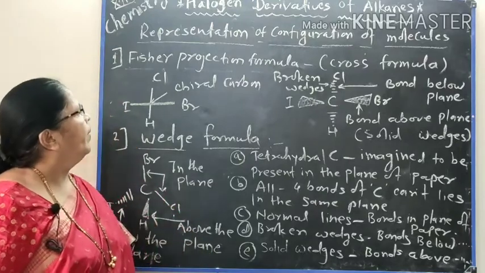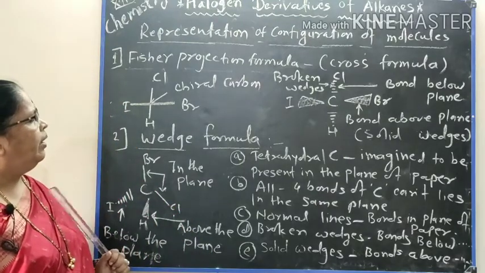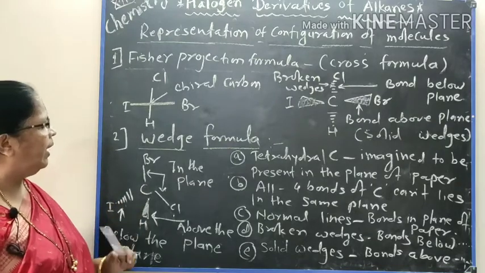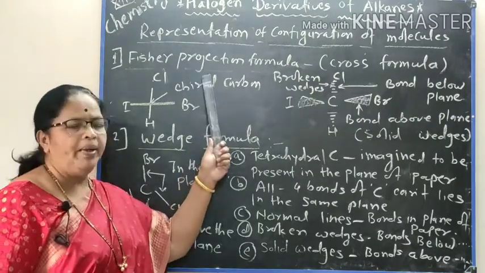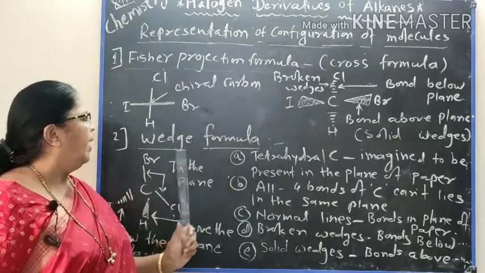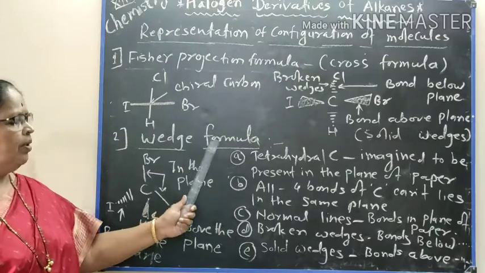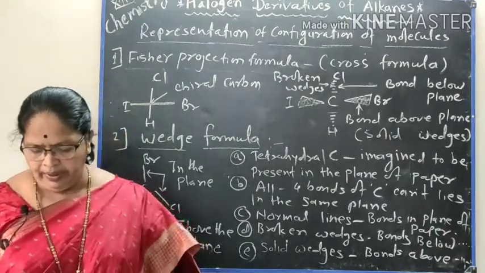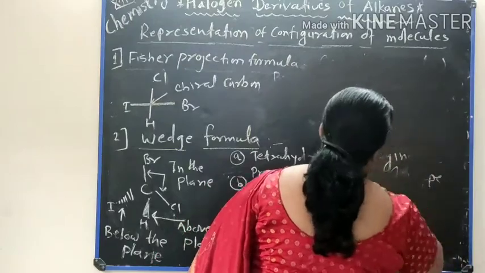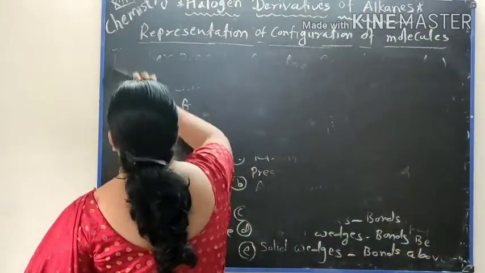In this way, we explain the configuration of alkyl halide by two methods. First one, Fischer projection formula, and second one, wedge formula. Now we will see the chemical reactions in case of alkyl halides.